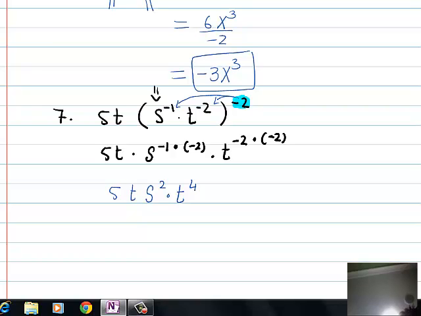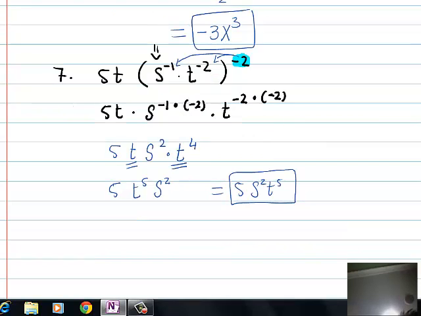Hopefully you can see that there's the 5. Now t and t to the fourth means that there are 5 t's, so t to the fifth, and then s squared. You can write it as 5t^5 s squared, or as 5s squared t^5. Usually I would write it as 5s squared t^5, because in alphabetical order s goes before t. Alright, a few more problems, guys. You're almost done.